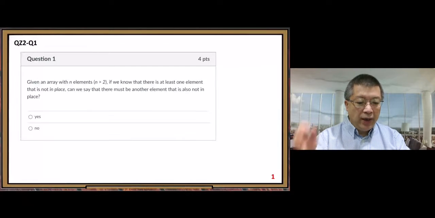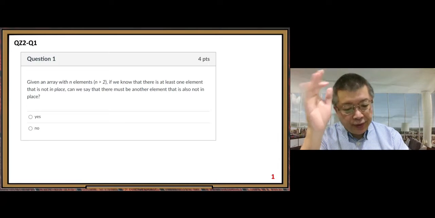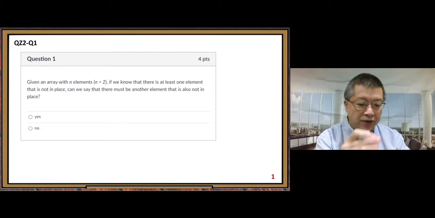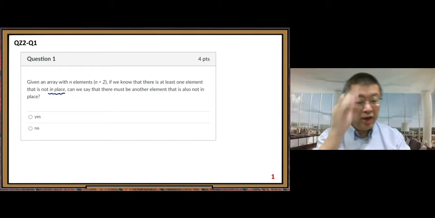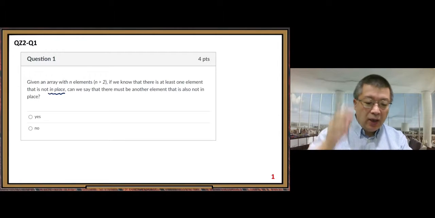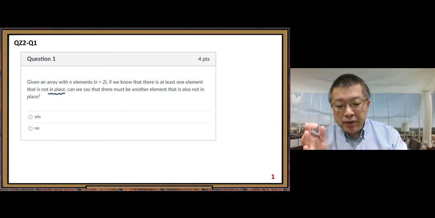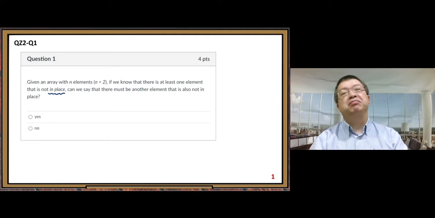Question 1. Given an array with n elements, n greater than 2, if we know that there is at least one element that is not in place, can we say that there must be another element that is also not in place?